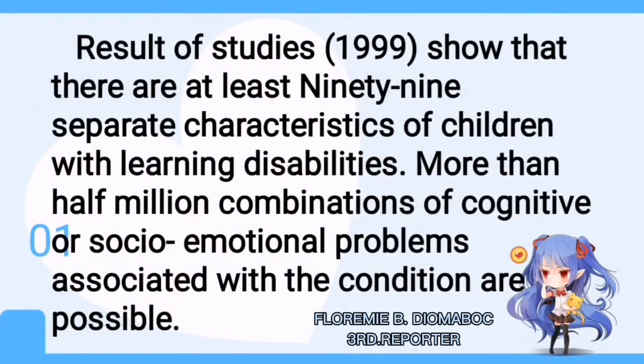So for today, I will discuss the learning and behavior characteristics of children with disabilities. Results of studies show that there are at least 99 separate characteristics of children with learning disabilities. So more than 500,000 combinations of cognitive or socio-emotional problems associated with the condition are possible. The large number of learning characteristics makes it difficult to interpret research findings that can provide the basis for recommending effective teaching strategies. Learning disabilities may occur within the lifespan. The symptoms and characteristics can be manifested immediately after birth, during infancy, through the school years, and adulthood.